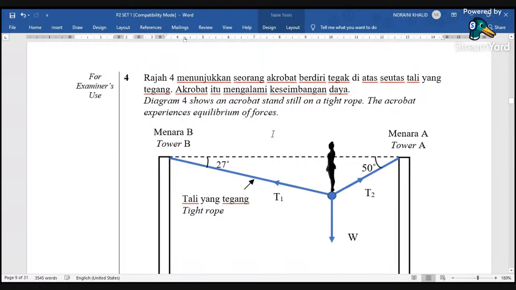Okay, number 4. Diagram 4 shows an acrobat standing still on a tightrope. The acrobat experiences equilibrium of forces. Once you read through the question or look at the diagram, try to identify the concept involved, any concept, law or principle.